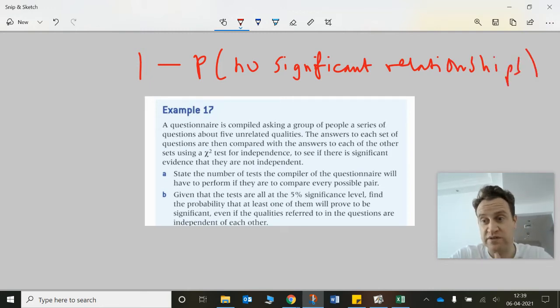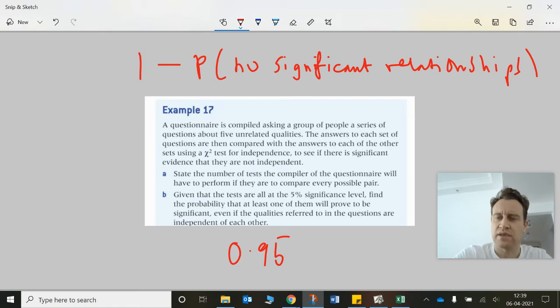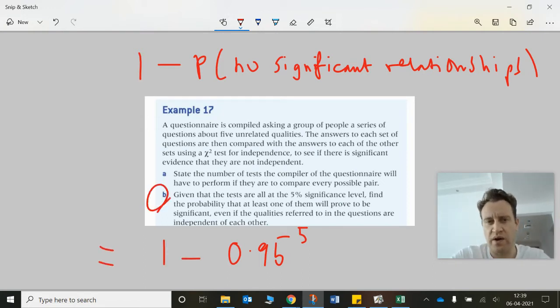Now, the probability of no significant relationships is really easy to find because that's 95% of the time for 5 tests in a row. So that's 0.95 to the power of 5. So it's 1 minus this. That's going to be your answer to part B. So you need to think about that the other way around, because at least one will be saying, well, 1, 2, 3, 4, 5, 6.